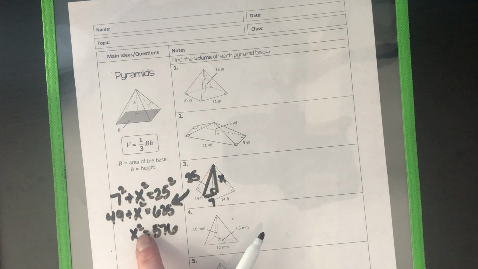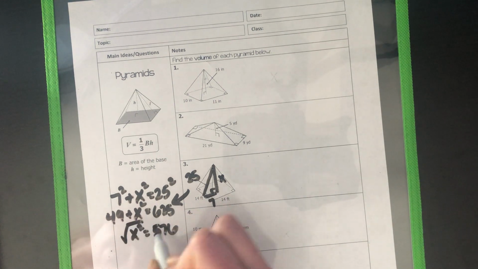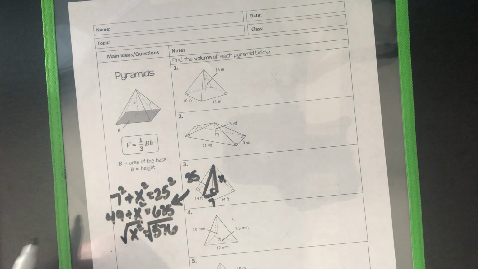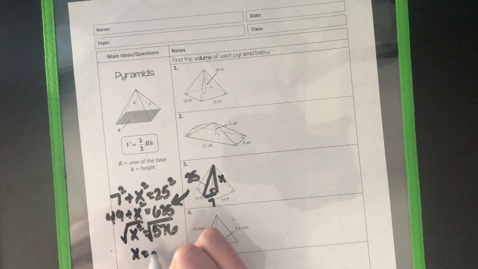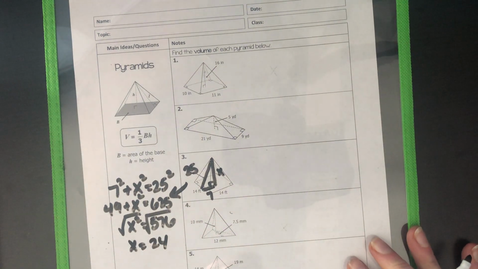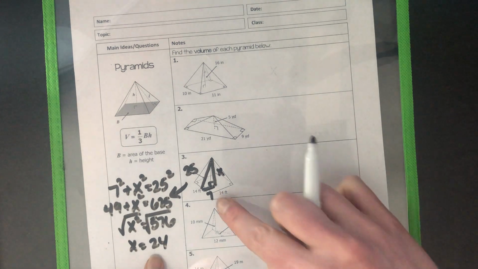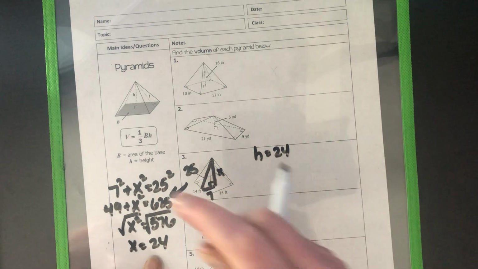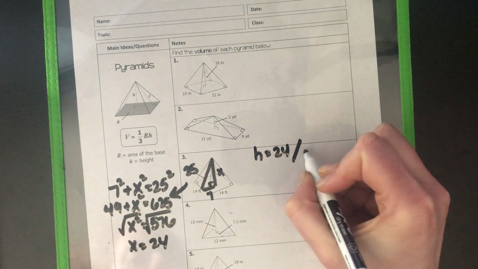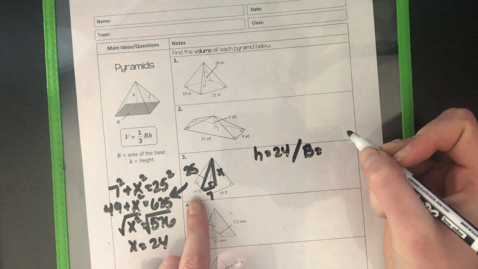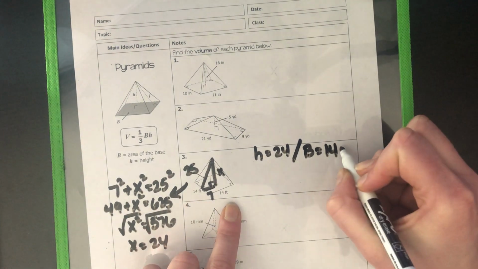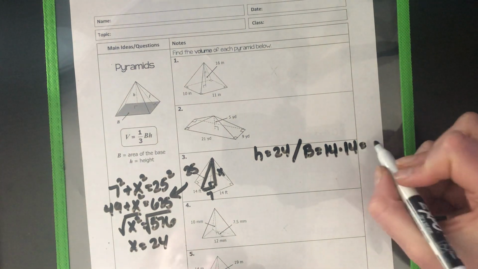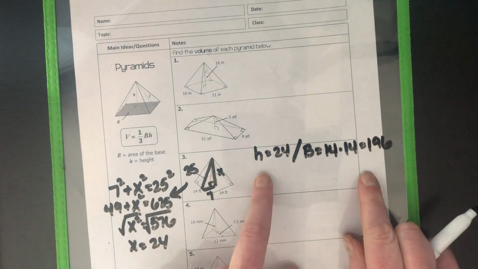Well, what's the opposite of squaring? Square root. So now I do the square root of 576, and I get 24. So I now know that the height of this pyramid is 24. Our capital B is length times width, so 14 times 14, or 14 squared, which is 196. So now I have everything I need.